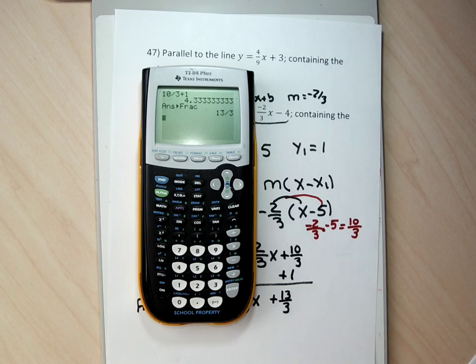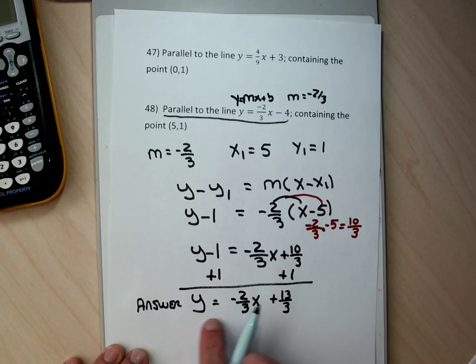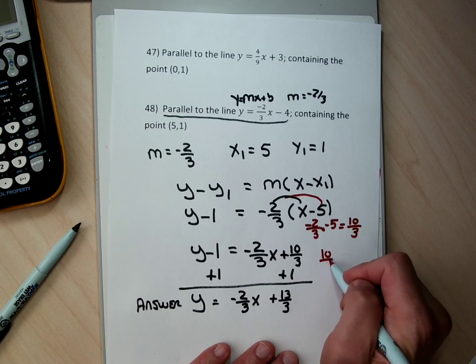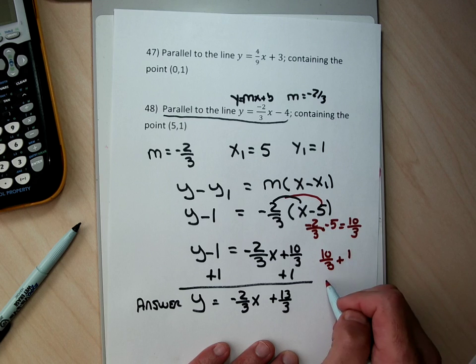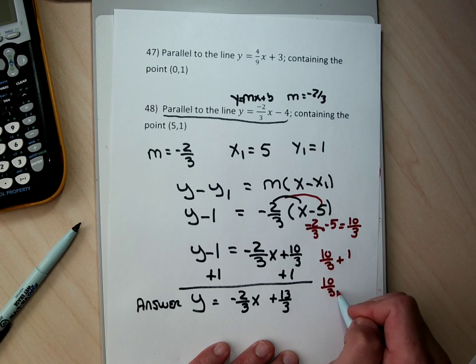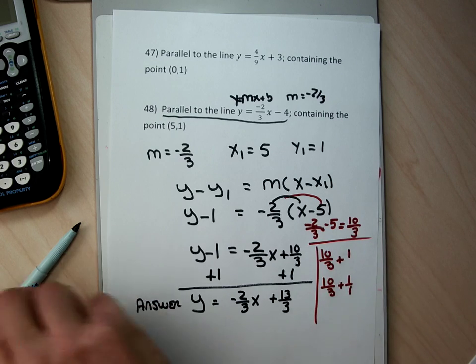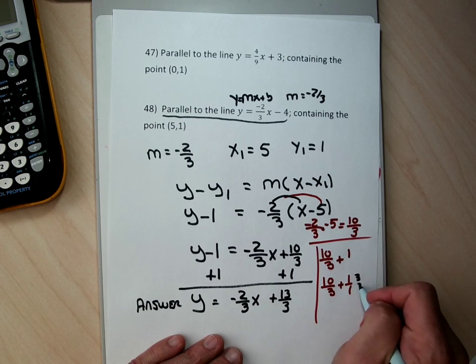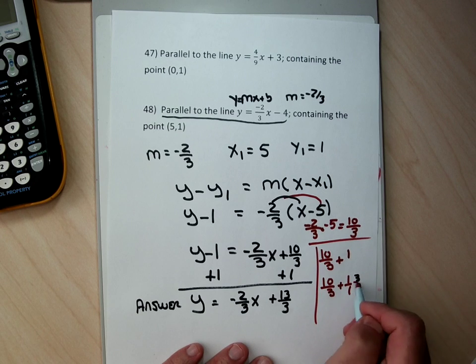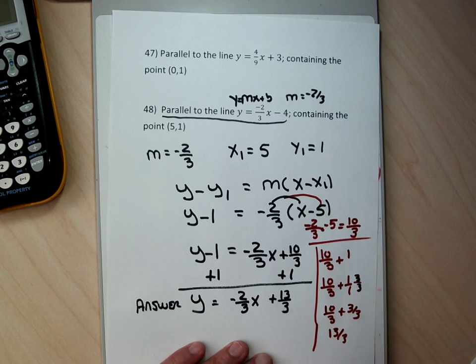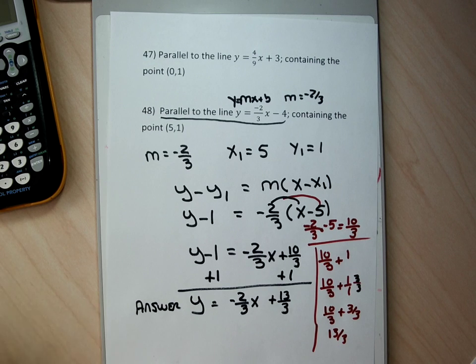If you want to do this without a calculator and get the answer of y equals negative 2/3 x plus 13/3, to do 10/3 plus 1, you have to think of it as 10/3 plus 1 over 1. And that 1 over 1 you can multiply by 3 over 3. And that would give me 10/3 plus 3/3. And that's the 13/3. That's the b for this problem. Absolutely can do fraction work on your calculator, or if you'd like to do it by hand, you can do it by hand.